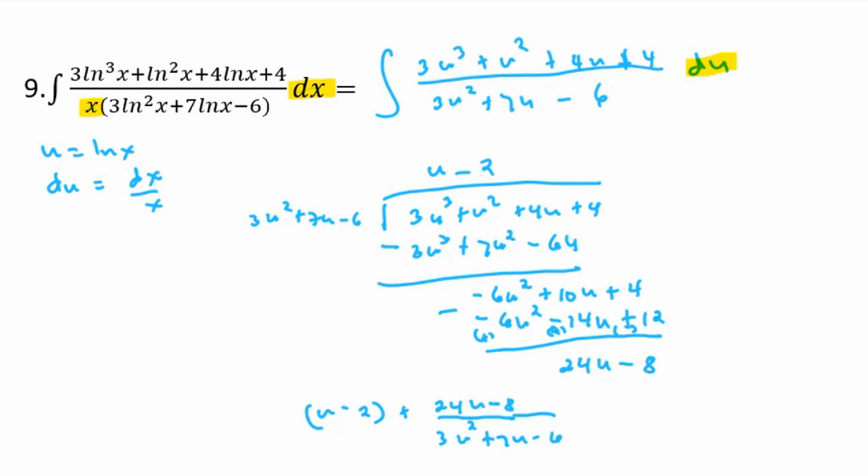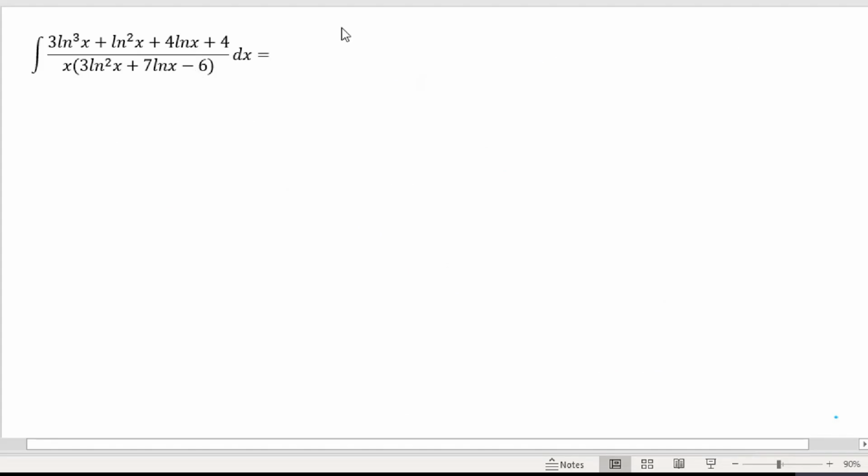So I will just continue this one here. The equivalent for our integrand will be equal to the integral of u minus 2 plus 24u minus 8 over 3u squared plus 7u minus 6 of du.